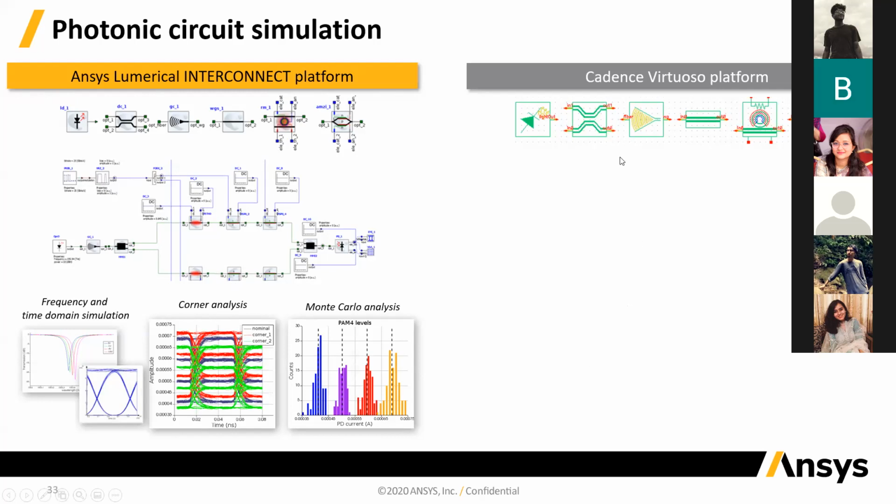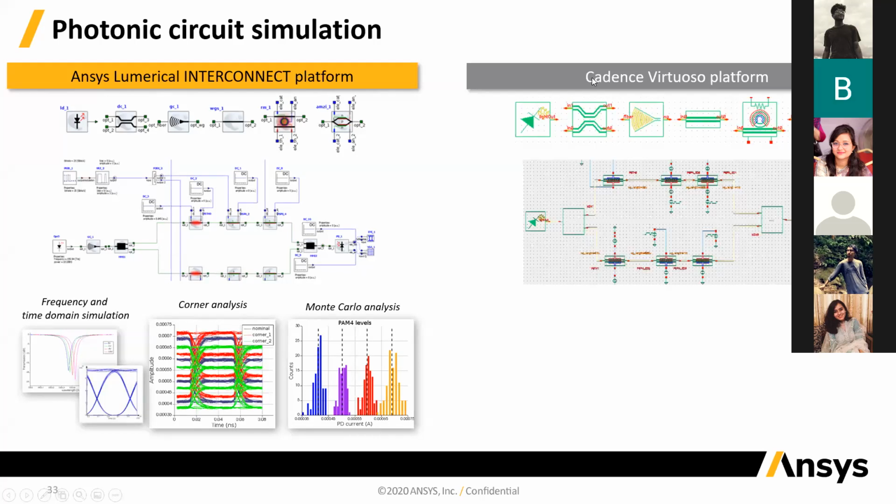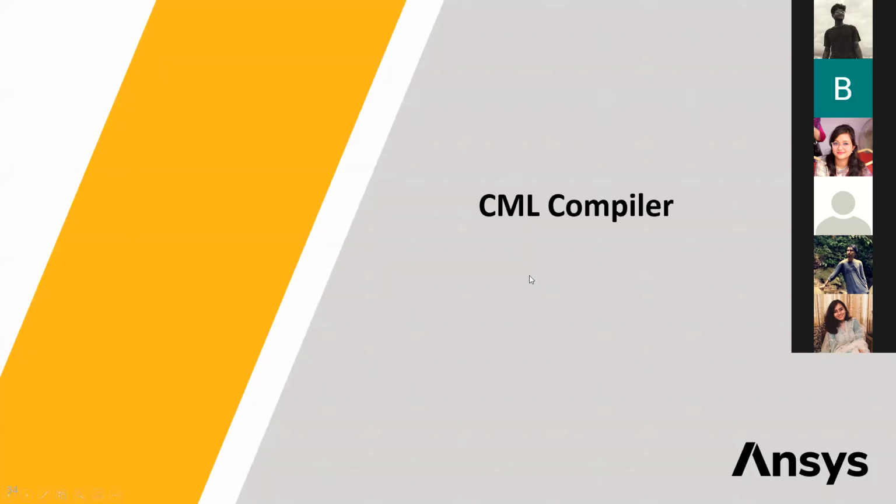So this is the solution with our Virtuoso platform, in association with Cadence. And this allows you to just do the circuit simulation on a different platform by using photonic Verilog-A models. And these Verilog-A models are generated by the other tool that we have, which is called CML compiler.